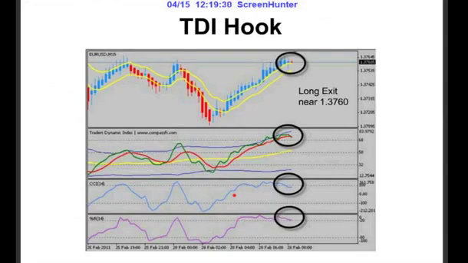Any questions on the TDI hook before I move to our next strategy? Some folks are asking me, would you please go back over the rules?